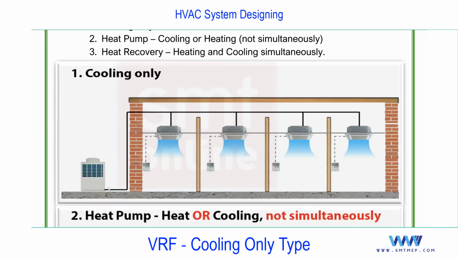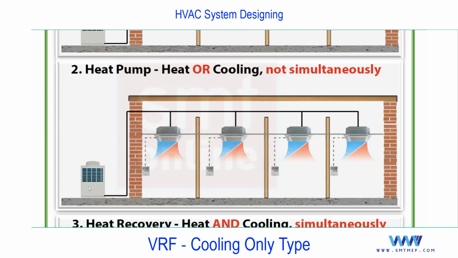You see first, cooling only. One outdoor connected with 4 cassette type FCUs. It can be more than that, and it can be of different types and different capacities. All are calling for cooling. This blue, or a shade of blue, represents cooling. Second, you see heat pump, one outdoor connected with multiple indoors. It can be used for cooling or heating, any one, not both at a time.